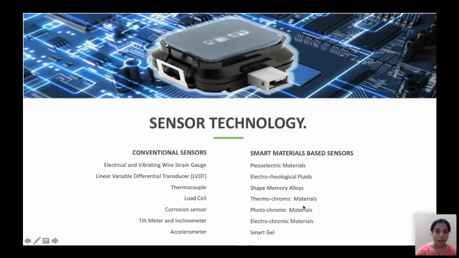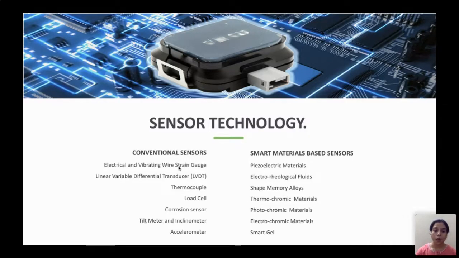For example, if we take the example of electrical and vibrating wire strain gauges, here the voltage is calibrated to give you the strain. So if I want to calibrate that output voltage to give me temperature, it's only the calibration constant which I have to change, right?